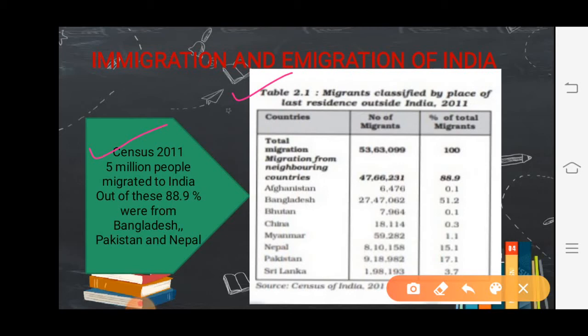If you see Table 2.1, you see that the percentage of total migrants from Bangladesh was the highest. So people from Bangladesh have migrated to our country, followed by Pakistan, Nepal and other countries in that order. So these were the people who came to our country, 5 million according to the 2011 census. These are the international migrants.